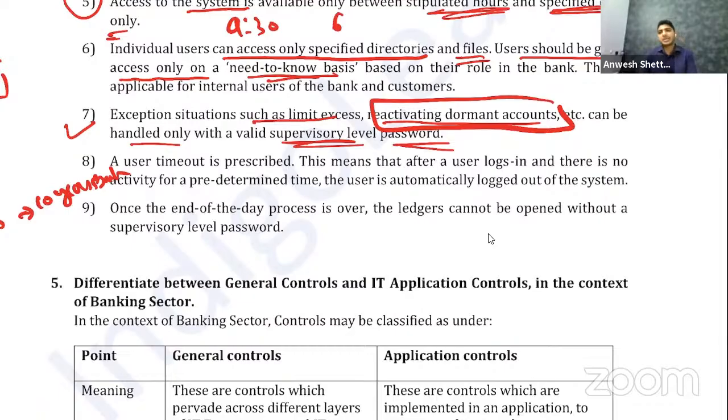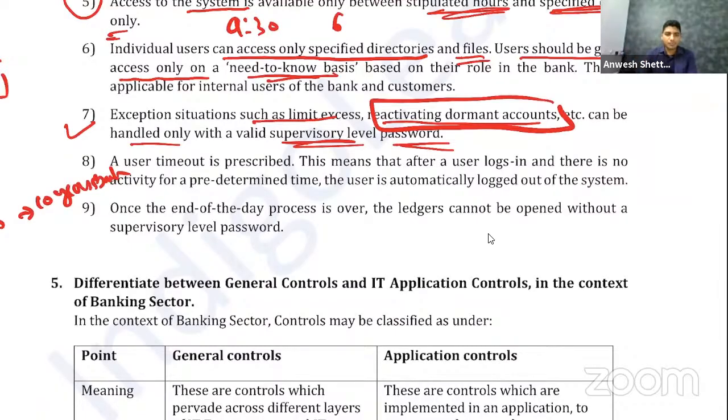Next, a user timeout is prescribed. Let us say I am a bank employee using the system and doing some banking transaction, and suddenly I get a client call or a call from my family. I leave the system like that and go and attend the call. Now, if I don't come back within, let's say, the next 60 seconds, there should be a timeout and the system should be auto-locked. This usually happens in your phone also. If you keep your phone on a table and go somewhere, the screen will not stay on forever. After 1 minute or 5 minutes, whatever your screen lock timing is, the screen will be closed. That is also nothing but an IT control.